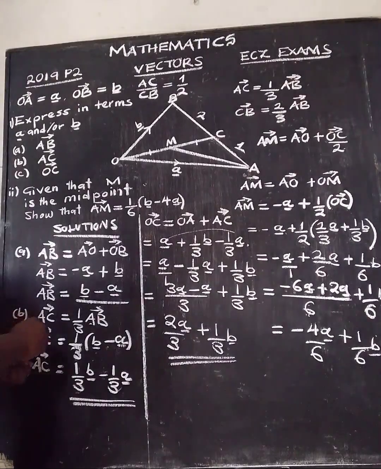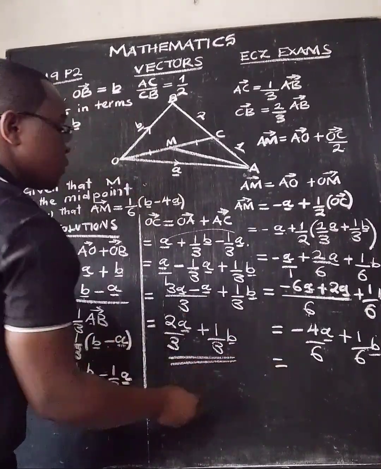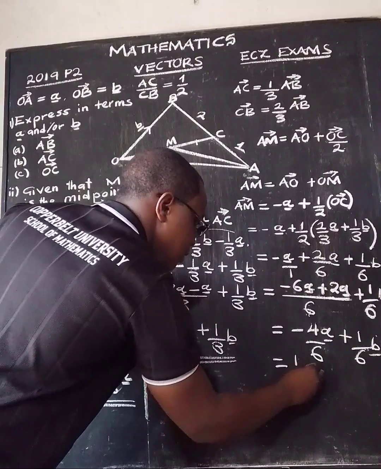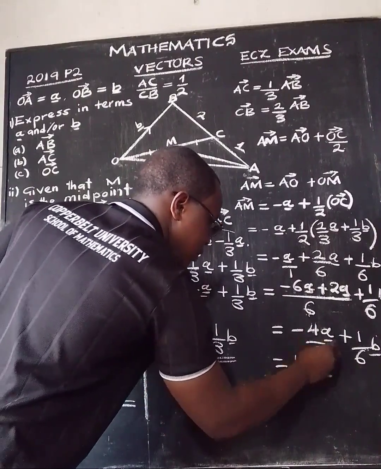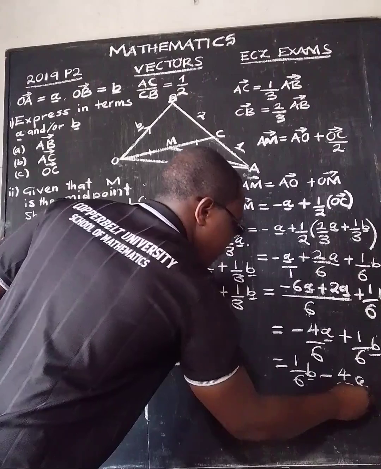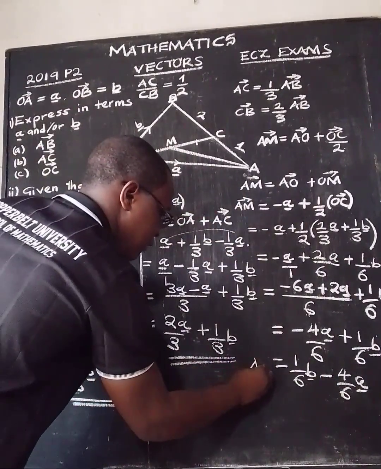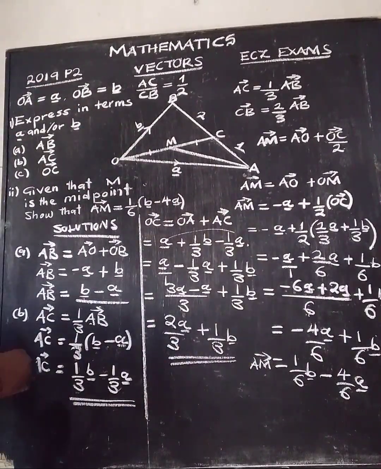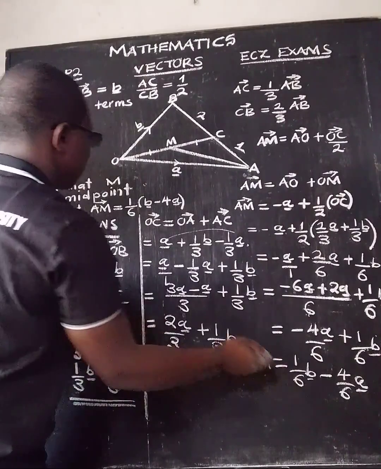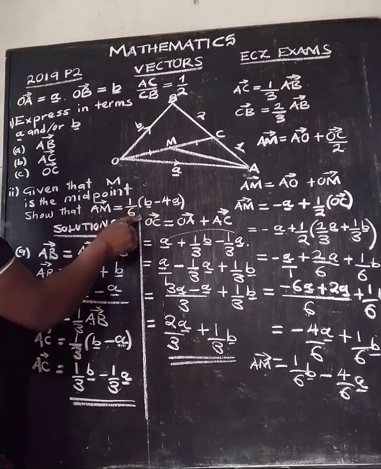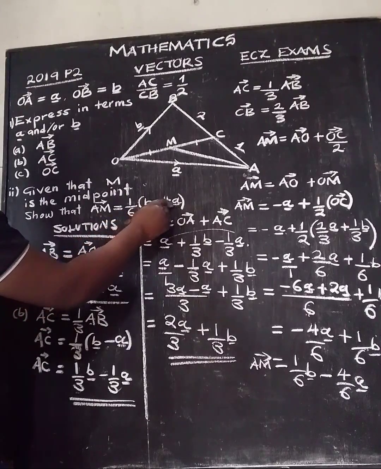Okay, so we can start with a positive, and say 1 over 6 vector B minus 4 over 6 vector A. Remember, this is our AM. Then at this point we are going to factorize, since they want us to show that AM is equal to 1 over 6 open brackets vector B minus 4 vector A.